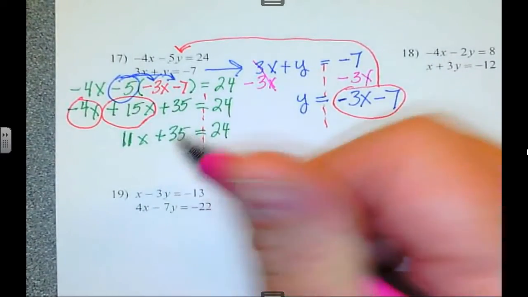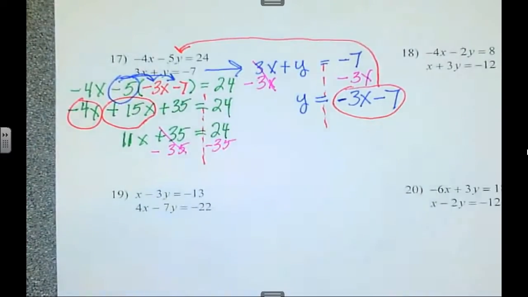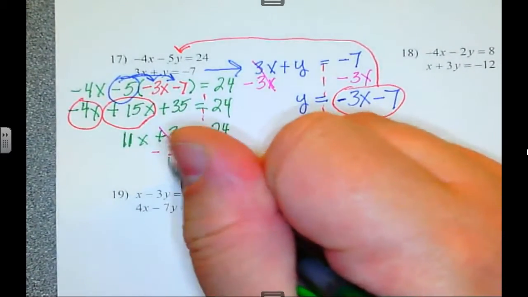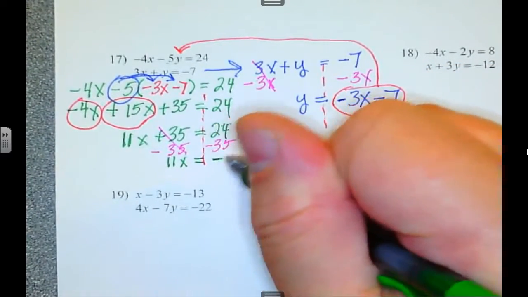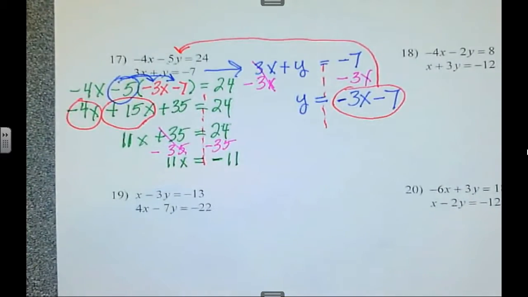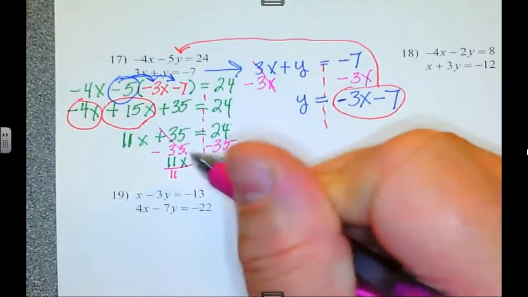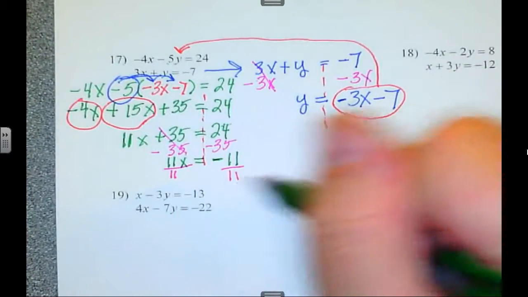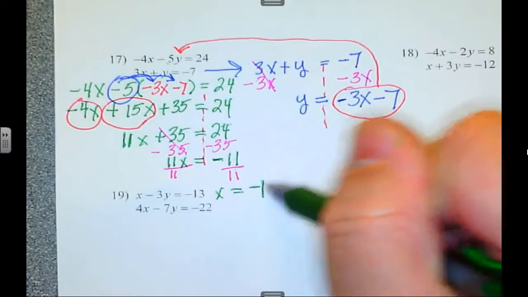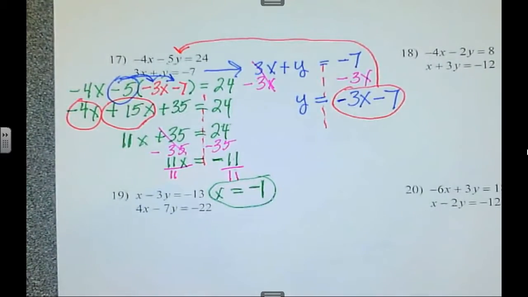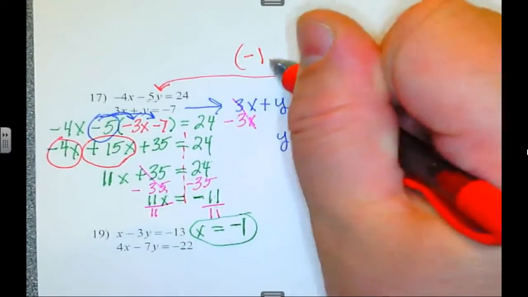Subtract 35 from both sides. I get 11x equals 24 minus 35, negative 11. Divide by the coefficient, 11. So x is going to equal negative 11 divided by 11, which is negative 1. So there's my first coordinate. My x is negative 1.